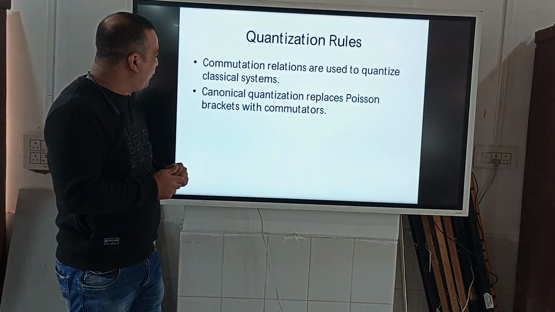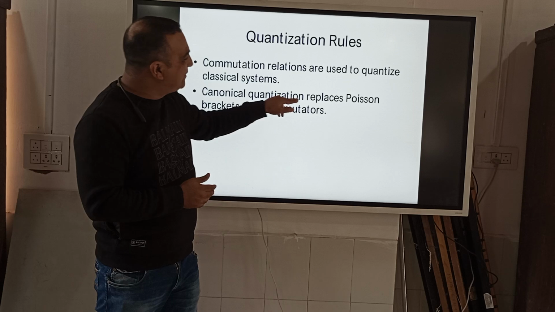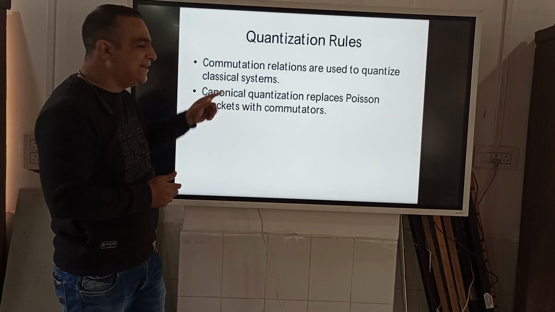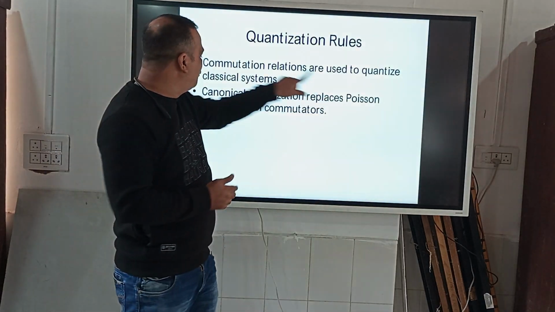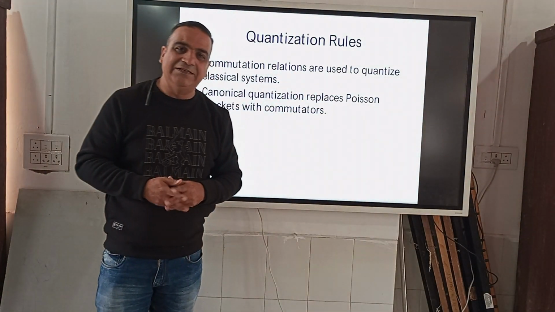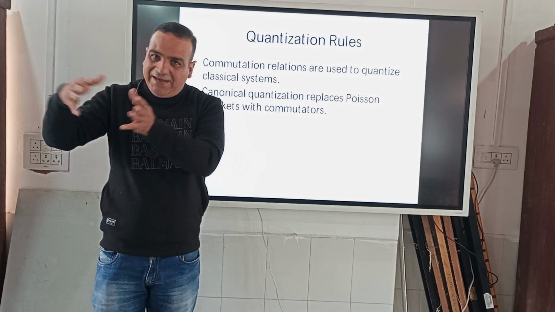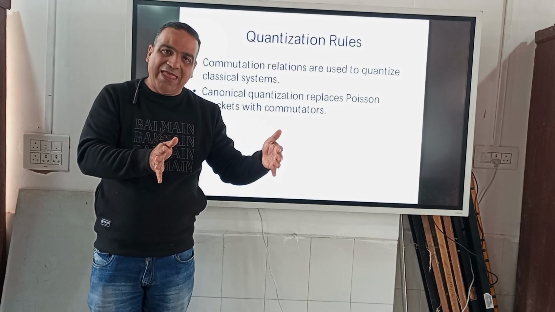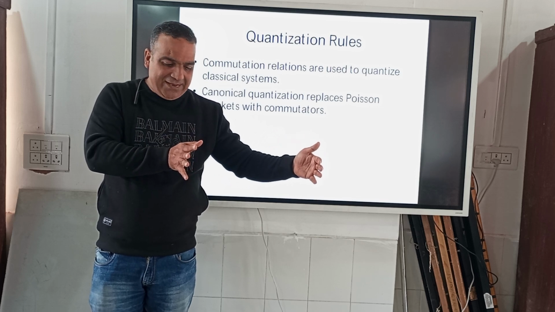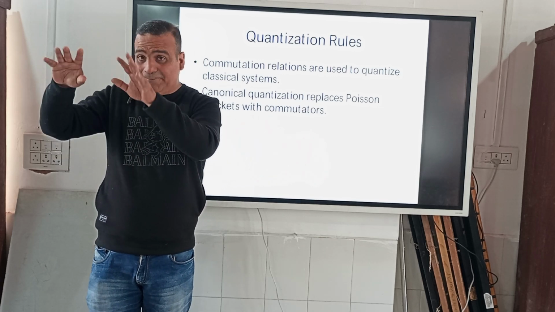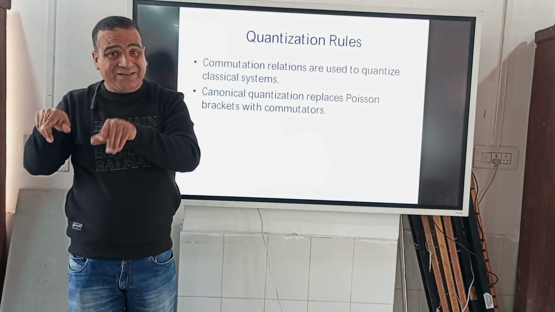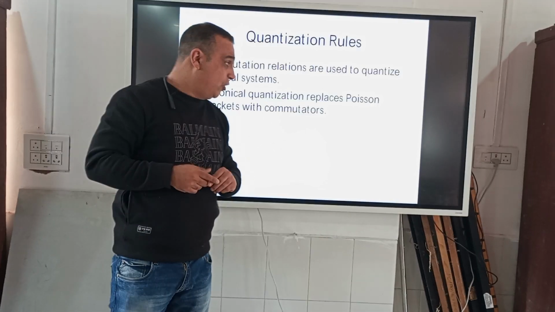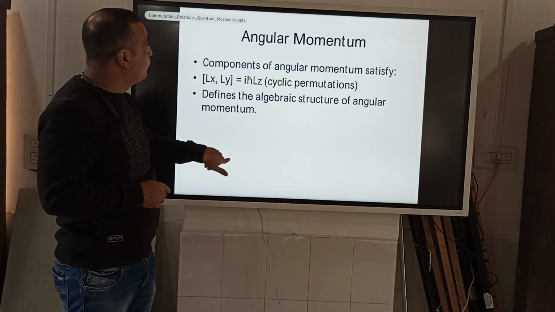So this is the first important point. Canonical quantization basically replaces the Poisson brackets with these commutators, because in classical mechanics we have observables, and in quantum mechanics we have operators. And the Poisson bracket leads us to 1 by i h-bar times the commutator in quantum mechanics.